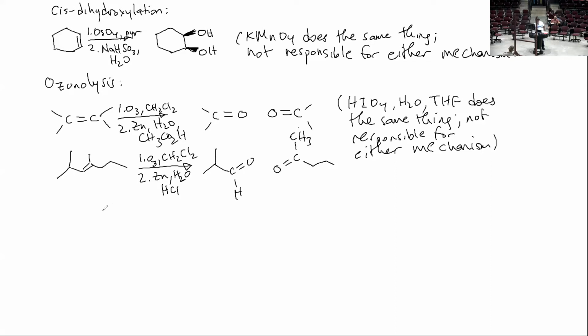What though if you had a cyclic alkene? Like, oh, I don't know, cyclohexene. I'll write it out. Ozone, dichloromethane. Dichloromethane is a very good solvent choice. It's quite inert. It doesn't react even with ozone. And we're going to wait until it's done reacting and then add our zinc and aqueous acid.